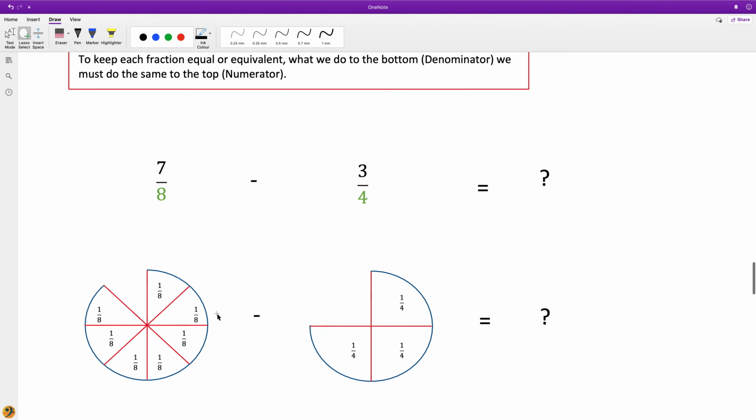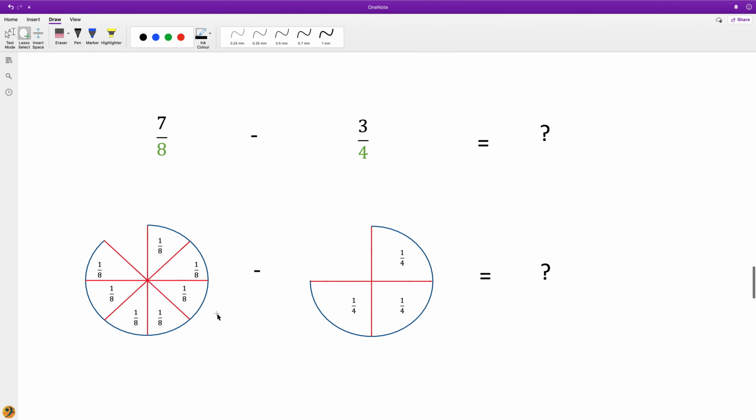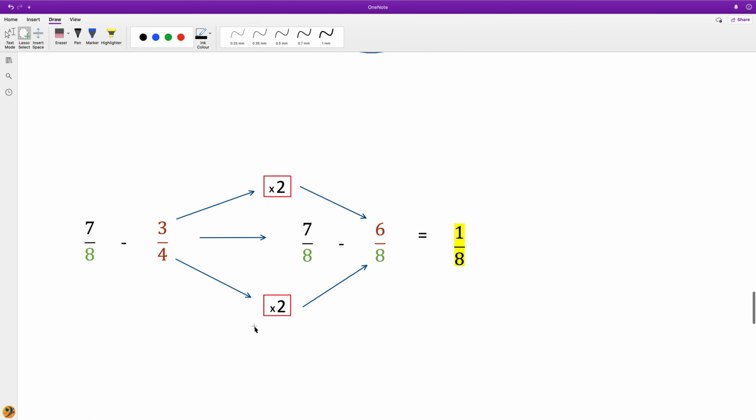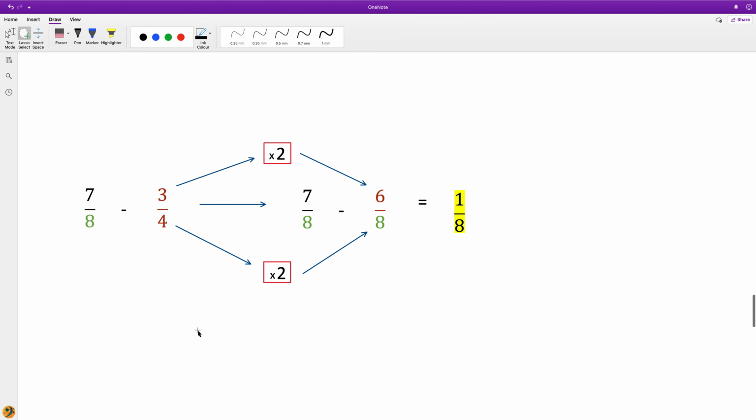First of all, we'll just show the graphical example. 7/8 minus 3/4. That's what it would look like, graphically represented in a circular format. We have 7/8 and 3/4. Then to convert that, we go ahead and do this.